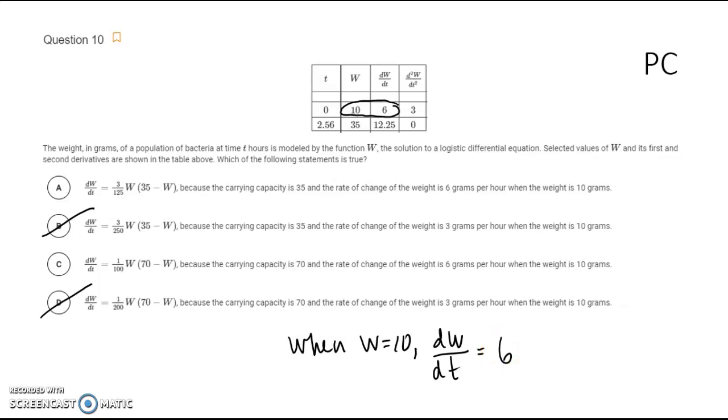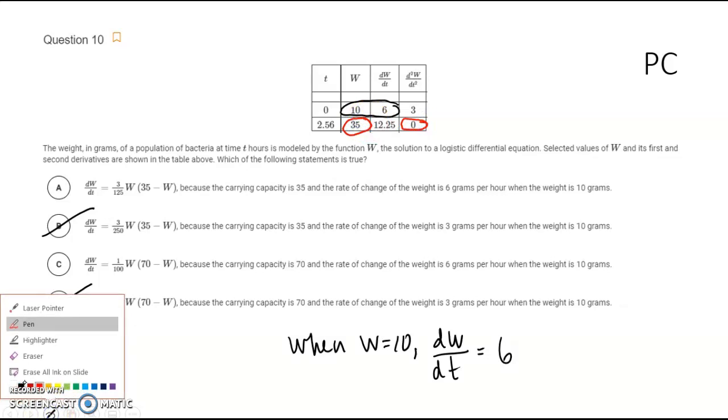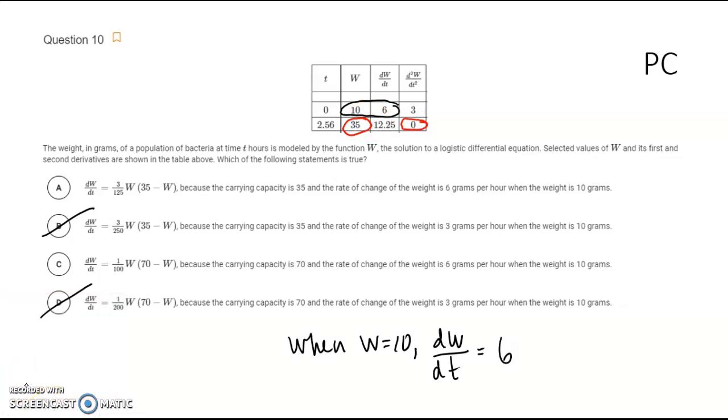Next piece of information I looked at was the point of inflection, because I know the point of inflection is when the rate is increasing the most. So now my point of inflection occurs when the second derivative is 0. And then let me compare these pieces of information. So now my second derivative is equal to 0 when the weight is equal to 35. Okay, well, what's our relationship?